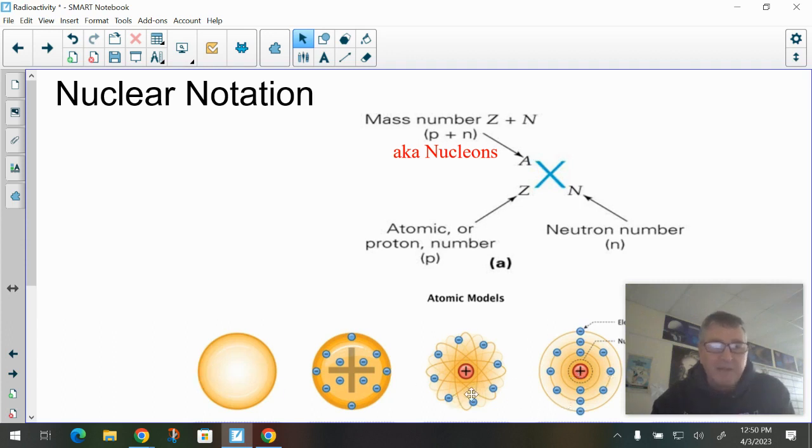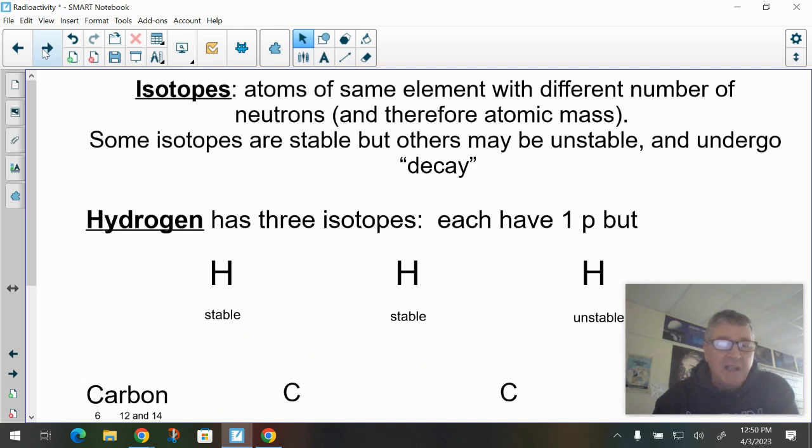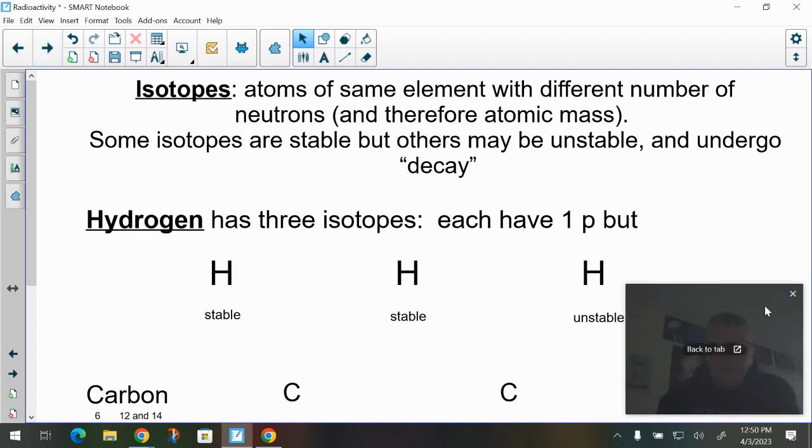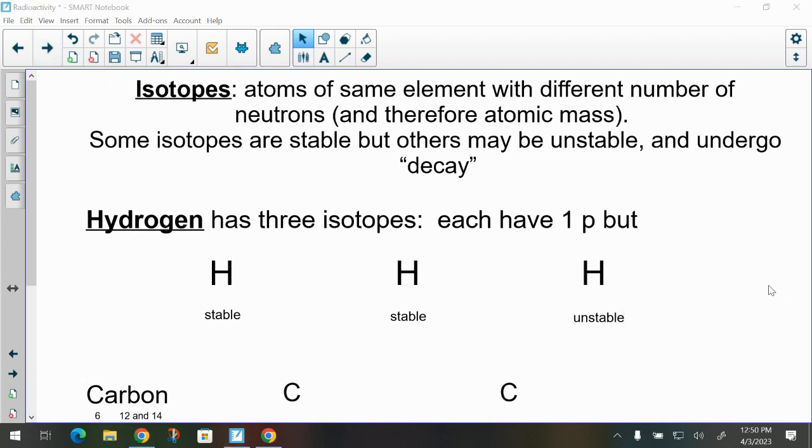These are the progression of models of the atom. So again, with this nuclear notation, protons plus neutrons gives the total nucleons, which we call the atomic weight or atomic mass of the element. Now, a couple of quick examples so you can see that. And I want to talk about isotopes very briefly.